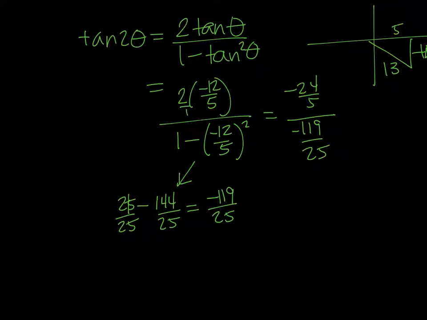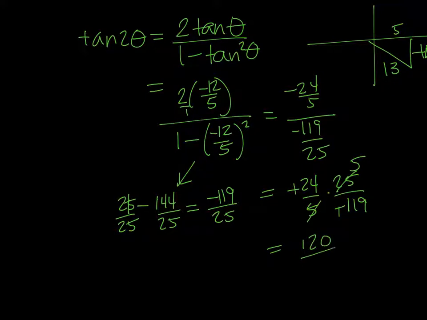And you'll notice I can't cancel denominators this time. So then I have to actually go ahead and multiply by the reciprocal. So I multiply by 25 over negative 119. The negatives are going to cancel. 5 goes into 25 5 times. And 24 times 5 is 120 over 119. And you should recognize that as what we got before.